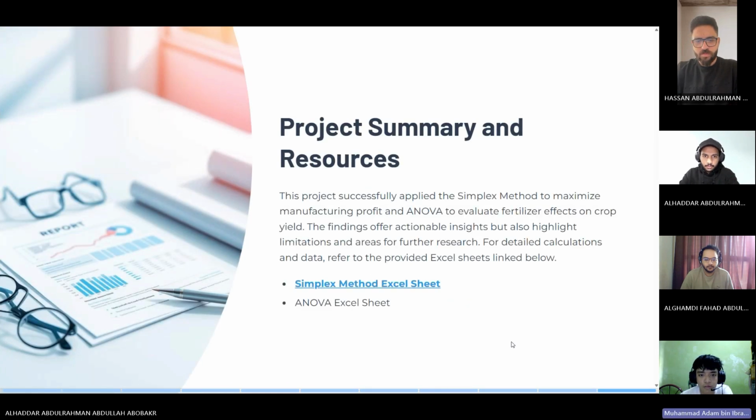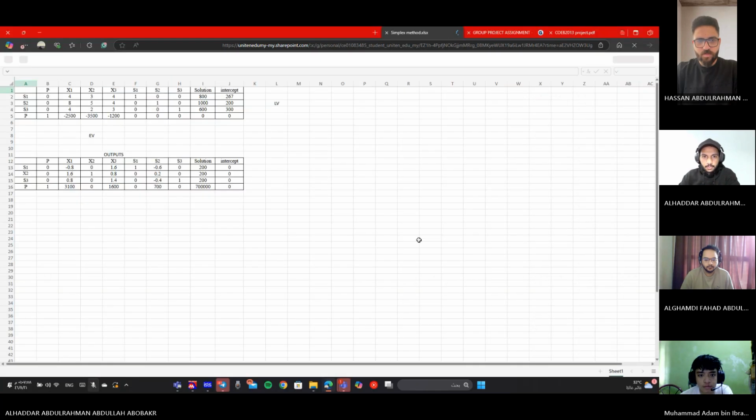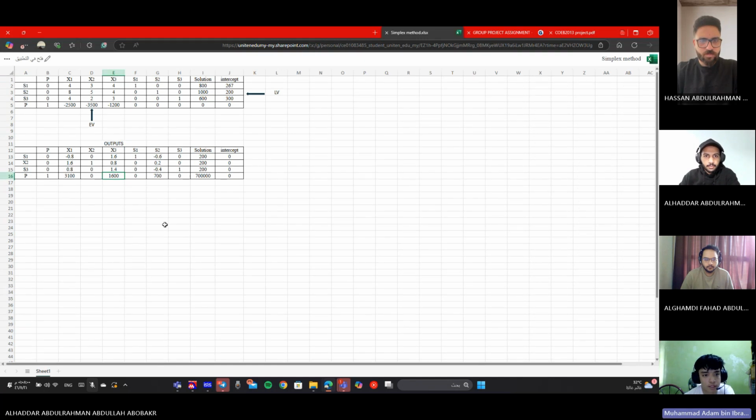So, moving on to project summary and resources. This project successfully applied the simplex method to maximize manufacturing profit and ANOVA to evaluate fertilizer effects on crop yield. The findings offer actionable insights but also highlight limitations and areas for further research. For detailed calculations and data, refer to the provided Excel sheets linked below, which are the simplex method Excel sheet and the ANOVA Excel sheet. So this is the example that you can see.